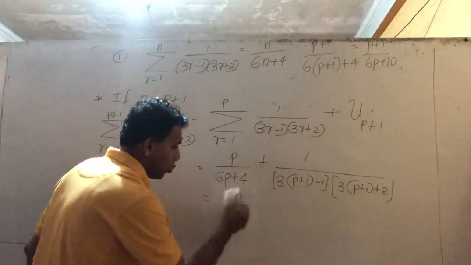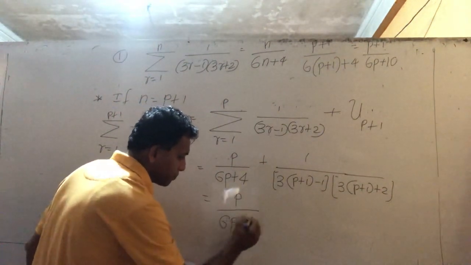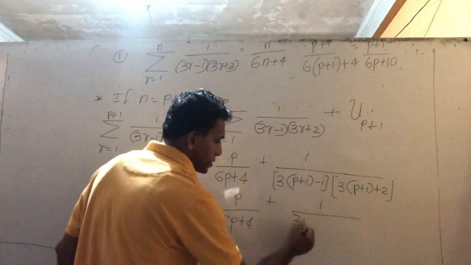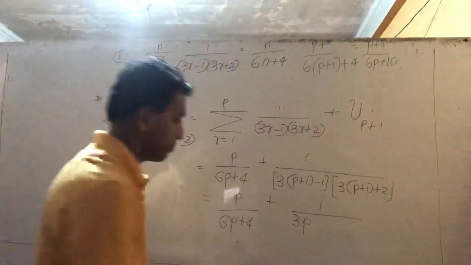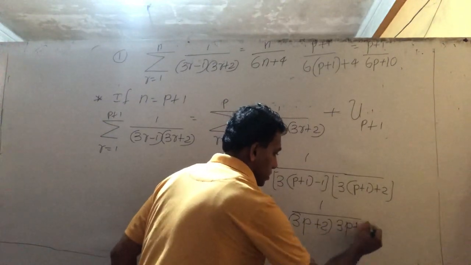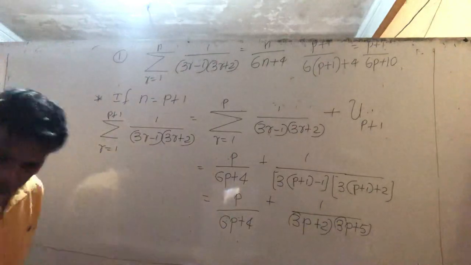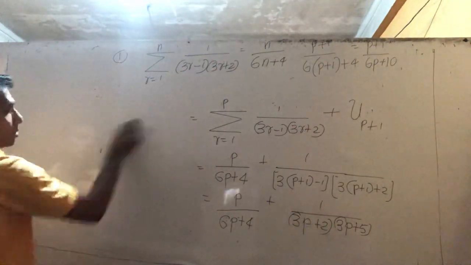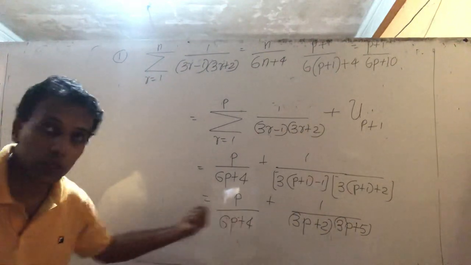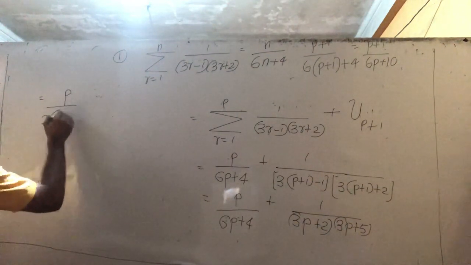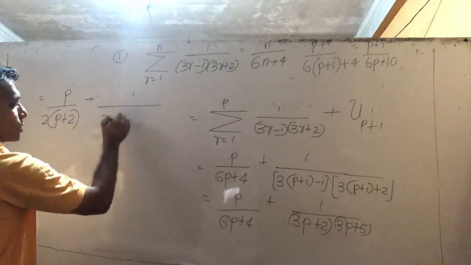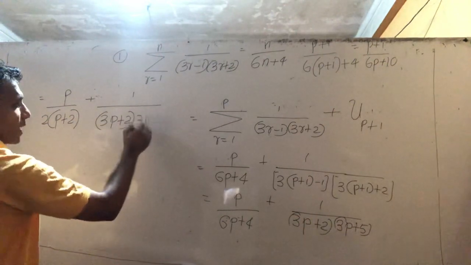So, p over (6p + 4), plus 1 over (3p + 3 + 2 - 1), and here 3p plus 5. So I show here equal to p over, I can take the 2 out, 2 into (p + 2), plus 1 over (3p + 2) into (3p + 5).